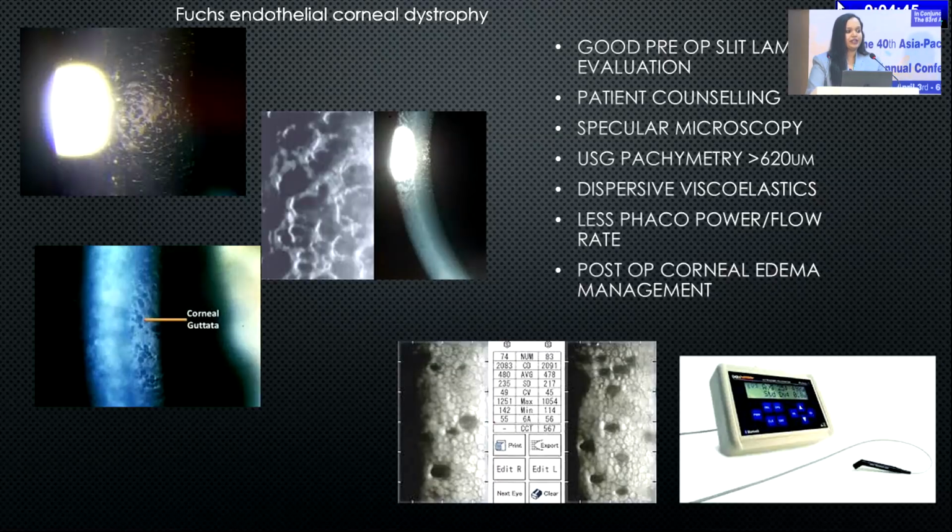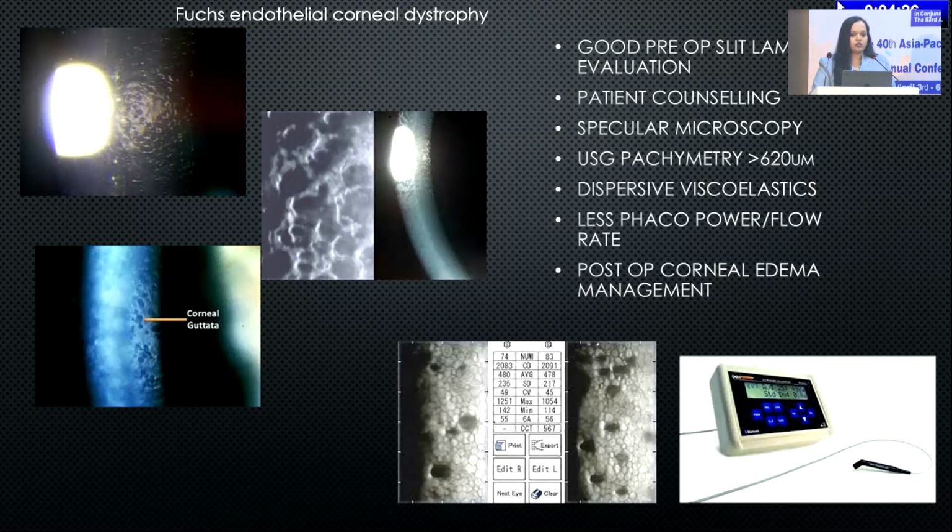As for USG pachymetry, if the pachymetry thickness is more than 620 microns, again the chances of corneal edema postoperatively are high, so the patient needs to be counseled accordingly. So we need to keep a check on the phaco power and the flow rate. And of course, if edema develops, we need to go for hyperosmotics and topical steroids.